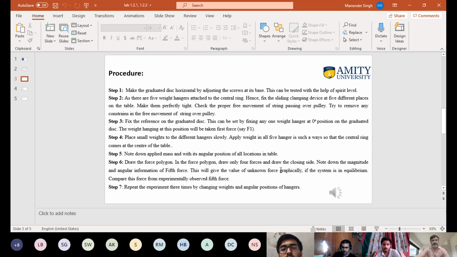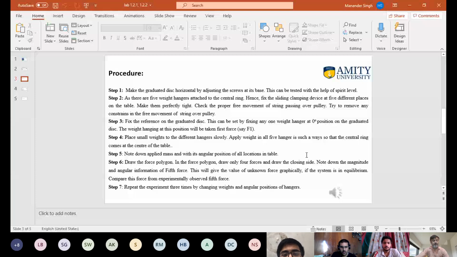and 100 grams means 1 centimeter. You can use any other scale system also. Okay, and you have to find out if these forces are in equilibrium. Equilibrium means the resultant force is zero.